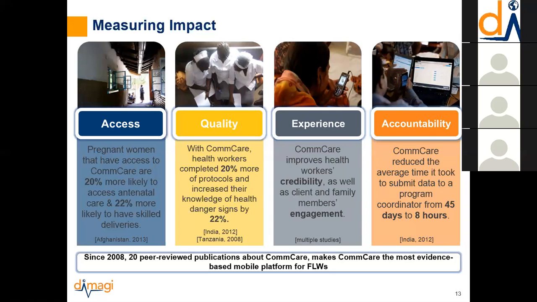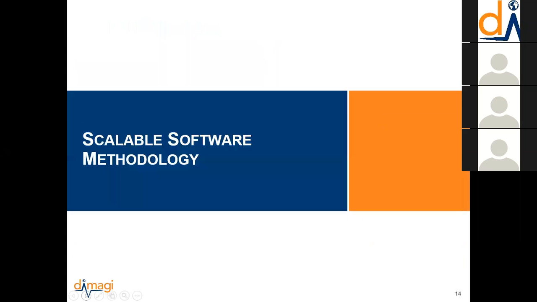And then finally, accountability. So ComCare reduced the average time it took to submit data to a program coordinator from 45 days to 8 hours. So you can kind of see the large impact that we're tracking and that we're able to have on frontline programs. So a big part of Dimagi's philosophy with ComCare is how to develop scalable software methodology and how to take this kind of technology to the masses.